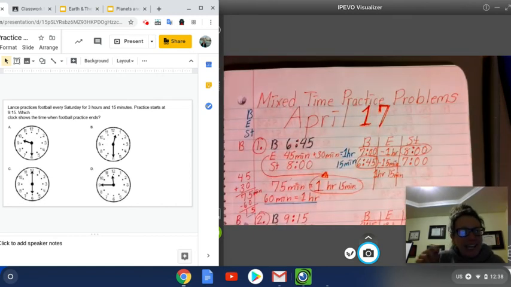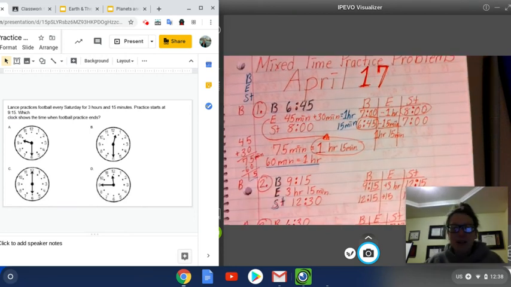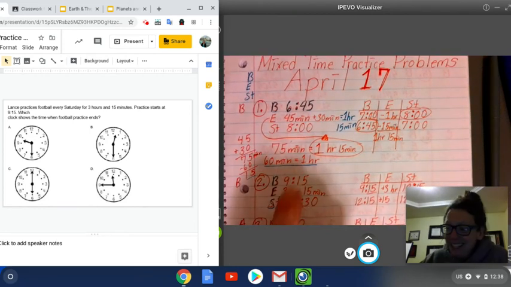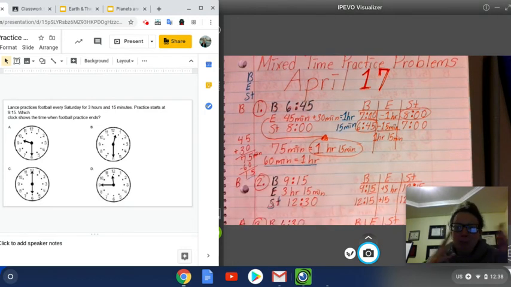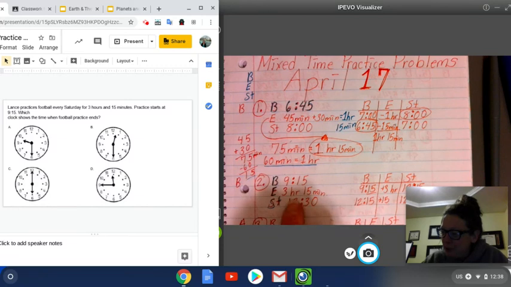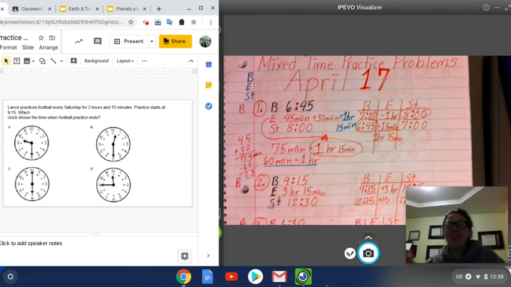So when I look at it, it says he practices football every Saturday for 3 hours and 15 minutes. Practice starts at 9:15, and we want to know when it ends. So it tells me practice begins at 9:15 and it lasts, from beginning to end, 3 hours and 15 minutes. So what I really want to know is what is 3 hours and 15 minutes after 9:15?